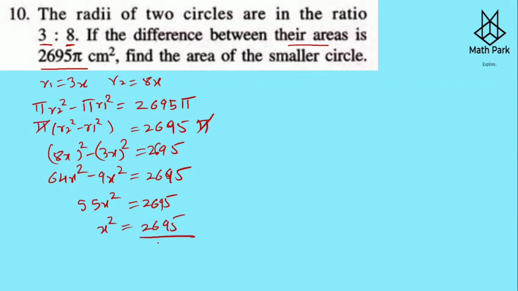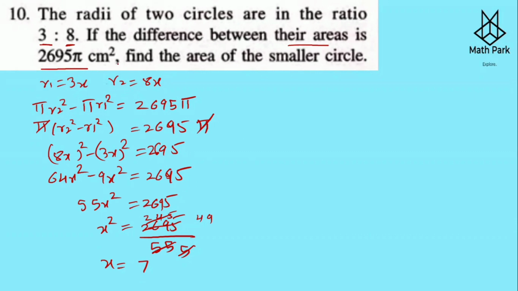So we have x square is equal to 2695 divided by 55. These are divisible by 11. 2 plus 9, 11. 6 plus 5, 11. So dividing by 11, 11 2s are 22, 49, 11 4s are 44, 49 minus 44 is 5, and 11 5s are 55. We get 245 divided by 5. 5 4s are 20, 5 9s are 45. So we get 49 as x square. So x is root 49, which is 7.